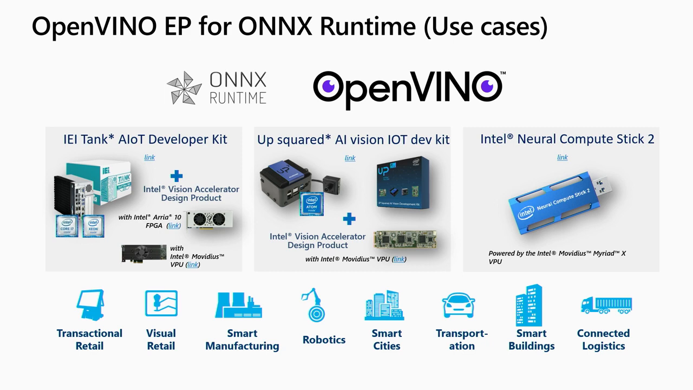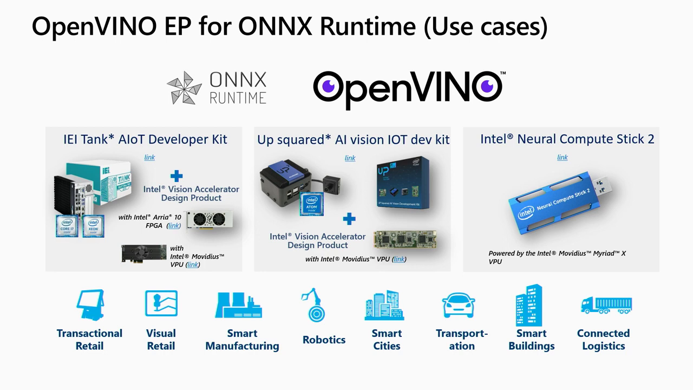So with the OpenVINO and ONNX runtime merge that Manash just mentioned, we should be able to apply that to various verticals, such as manufacturing, retail, connected logistics, transportation, smart cities, robotics, and so on. And combine that with the readily available dev kits, which are out there in the market. The link is there in this presentation.